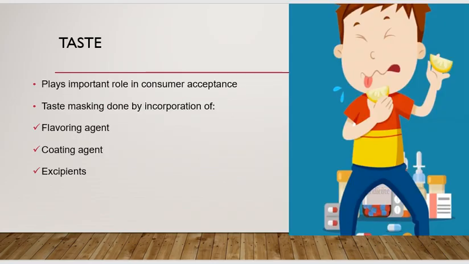Next we come to the next property, that is the taste. Taste plays a major role in consumer acceptance. For example, if the drug is very bitter, it may not be well accepted by children. In such cases we have to do taste masking, or make the drug product more palatable for children. We can use flavoring agents, coating agents and excipients for taste masking.